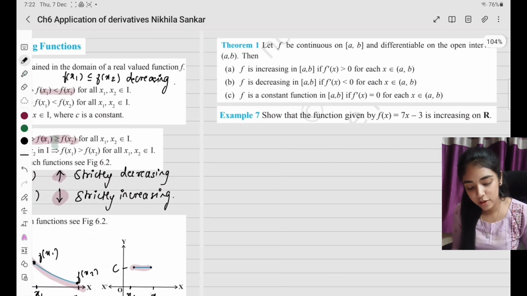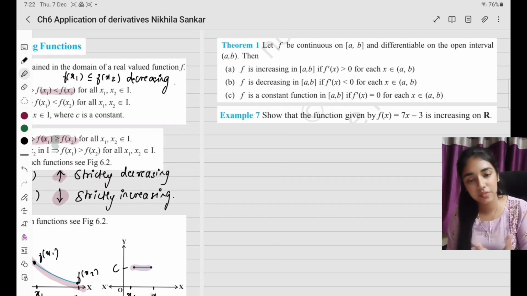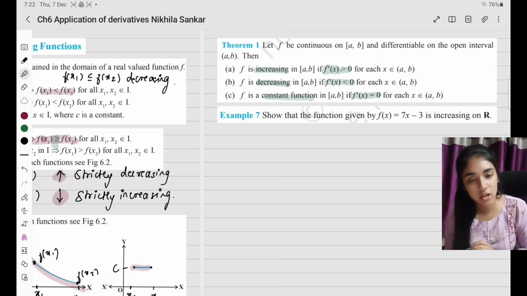What is the second way of doing it? Theorem 1 says that இவ்வளோ நேரம் நம்ம derivatives பார்த்தோம். So how do you use derivatives to find if the function is increasing or decreasing? So when you have f dash of x is greater than 0, it is increasing. F dash of x is less than 0, it is decreasing. F dash of x is a constant na, it is a constant function. F dash of x is 0 na, it is a constant function.